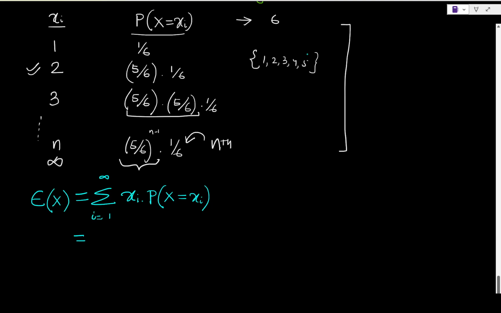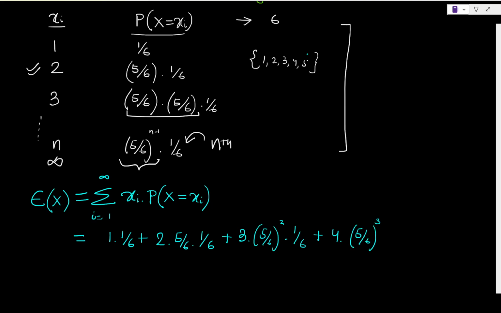Let me put the values. So for x equal to 1, it will be 1 multiplied with 1 by 6. For x equals 2, it will be 2 multiplied with 5 by 6 multiplied with 1 by 6, plus for x equals 3, it will be 3 times 5 by 6 square multiplied with 1 by 6, plus similarly for 4, it would be 4 multiplied with 5 by 6 whole cube, because for the first 3 chances, we did not get a 6. So 5 by 6 multiplied 3 times. And finally, in the 4th trial, we got a 6. And similarly, so on and so forth.